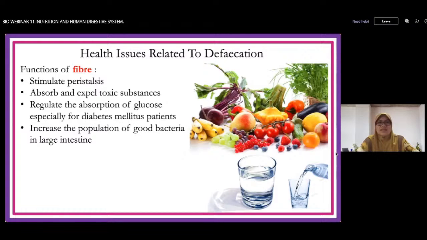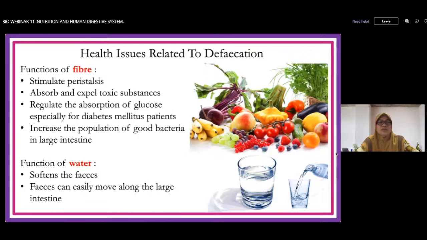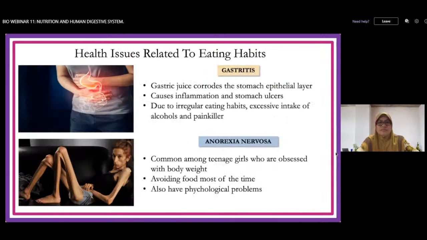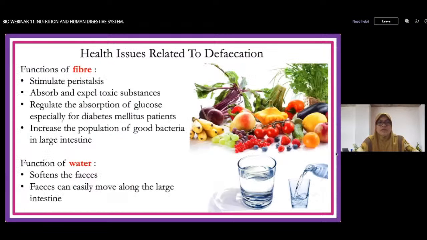Okay, next. Apa dia function fiber ni? Banyaklah function fiber. Okay, stimulate peristalsis, absorb and expel toxic substances, regulate the absorption of glucose, especially for diabetes mellitus patient, and also to increase the population of good bacteria in the large intestine.